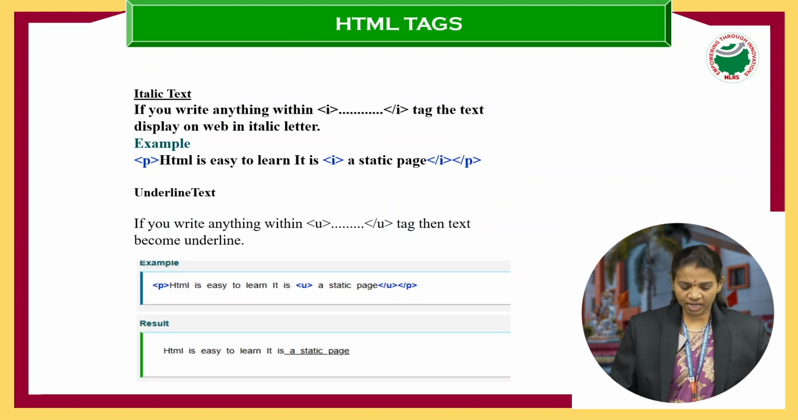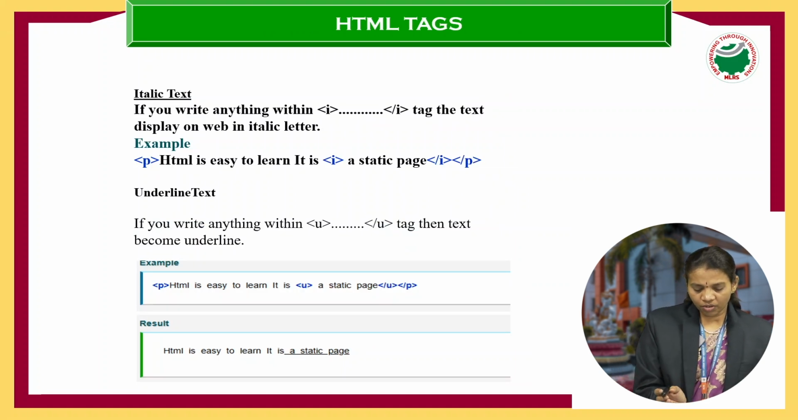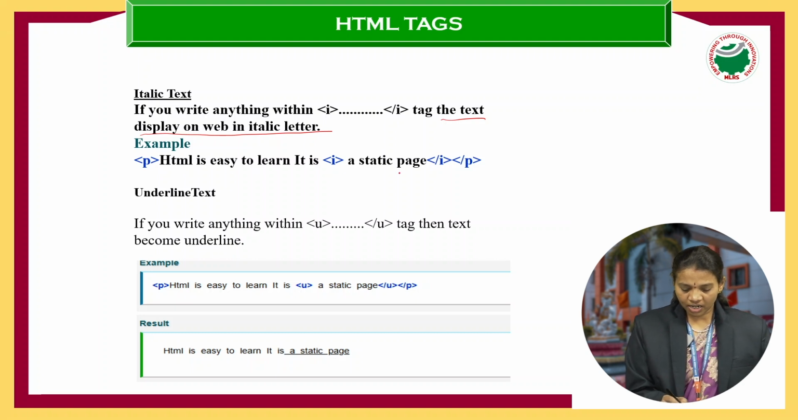Next, italic. Italic is nothing but your text displayed slanted, in italic letters on the web. For example, here "HTML is easy to learn" uses the italic tag. The static page displays it slanted, slightly moving.